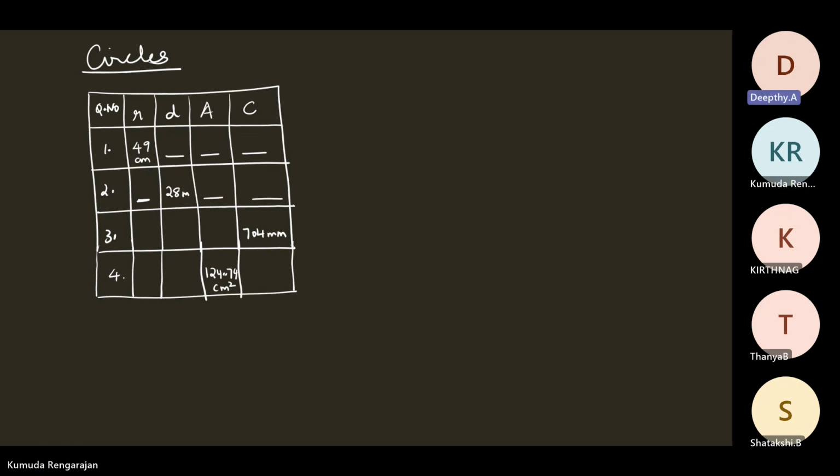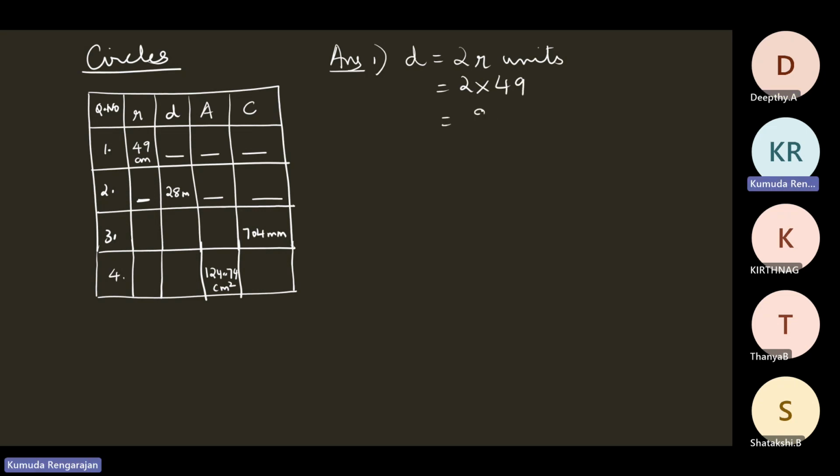Ma'am, I know the first question only, but I'm not so sure how to find the area. No problem. So what's the diameter, children? If the radius is 49, what is the diameter? Diameter is 2 into radius, 2r units. So that is equal to 2 into 49, which is 98 centimeter.